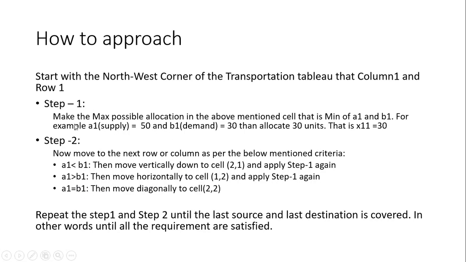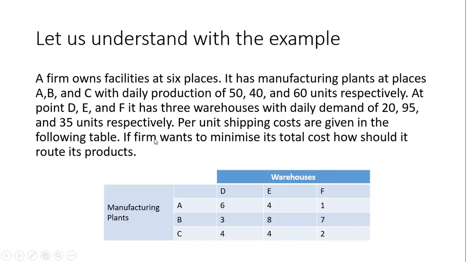After making the allocation here, we check which condition it was, and then we move to the next cell, and again go back to step 1. So repeat step 1 and step 2 until the last source and last destination is covered, in other words, until all the requirements are satisfied. Let us try and understand it with an example.